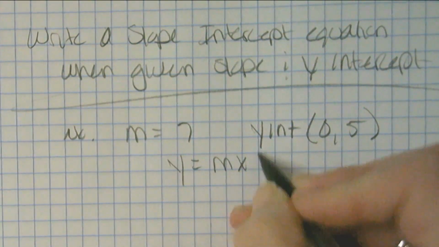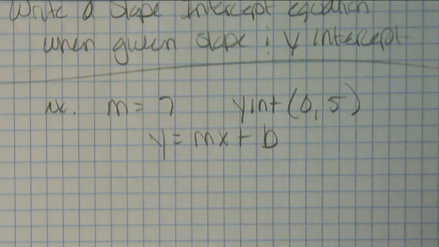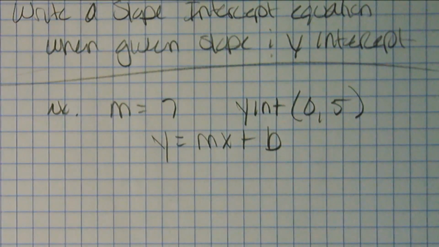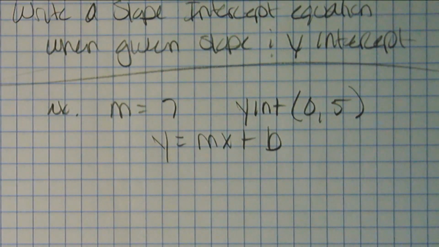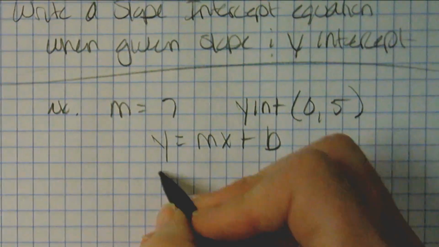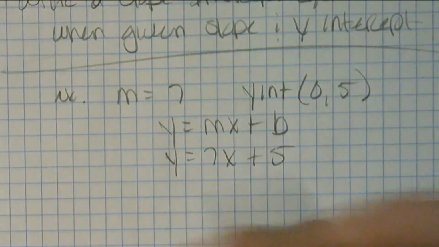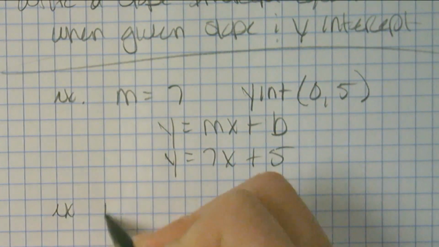Start with y equals mx plus b, always. So write the formula, then fill it in. Nick, what'd you get? Excellent. All right, someone give me another one. This time give me some negative numbers.